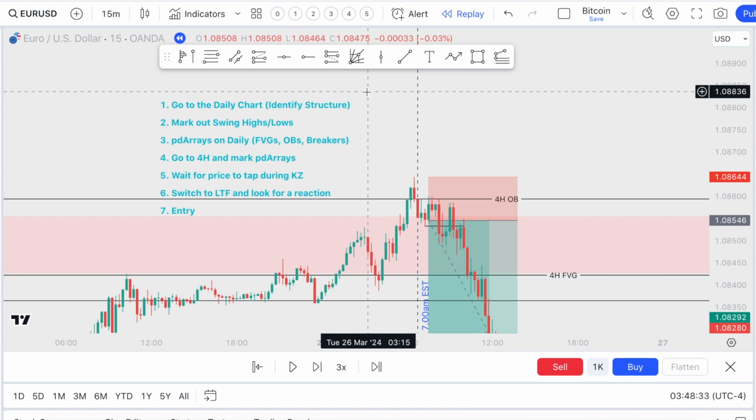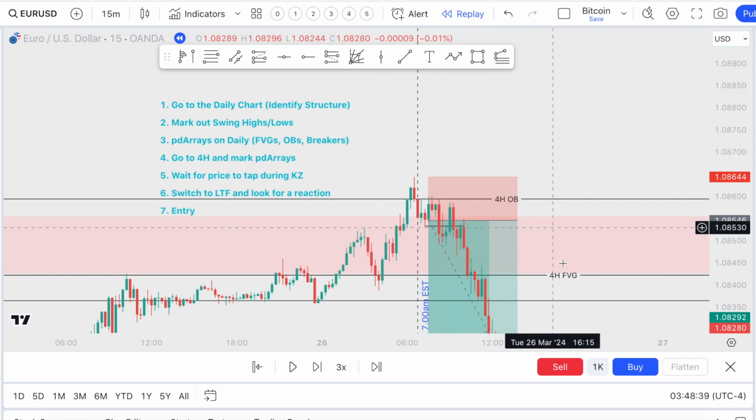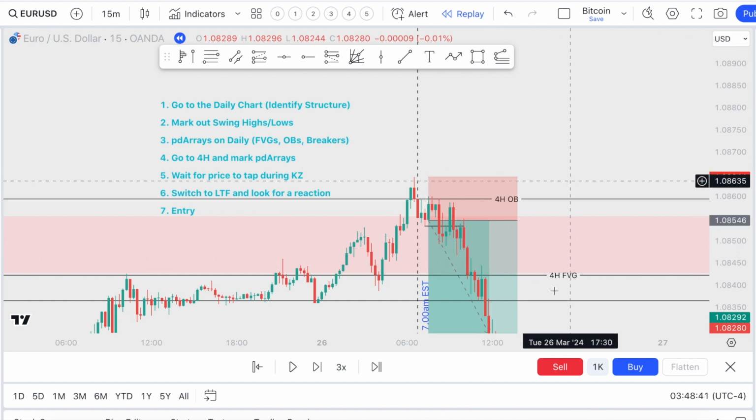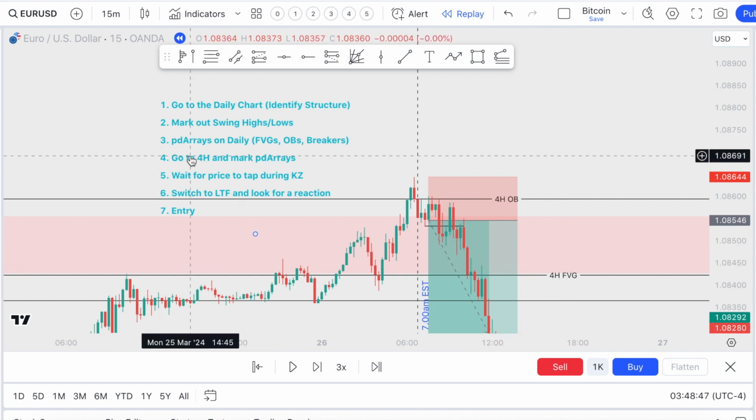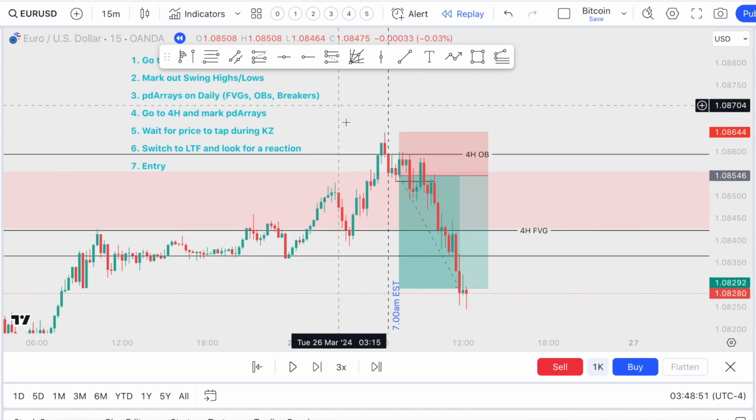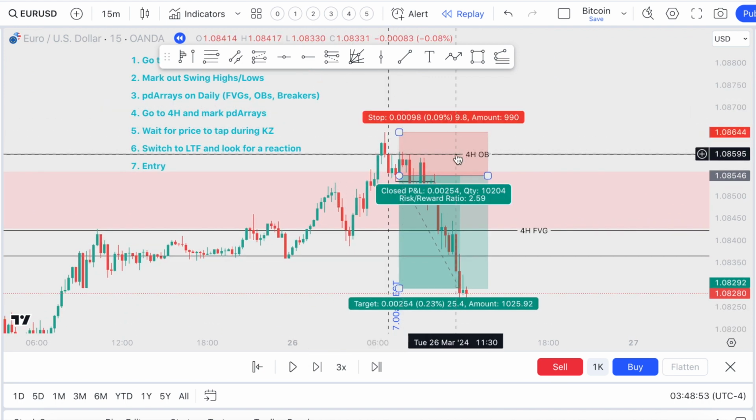Once you've figured out your bias and the position you're looking for, you are going to mark out your PD arrays on the daily, right? So in this case, we have this daily fair value gap marked out along with this daily order block. Right, so once price entered here, that was when I was going to look for shorts. To refine my areas of entry, I went to the 4-hour chart, and I also want to mark out the 4-hour PD arrays. So for example, this 4-hour order block and this 4-hour fair value gap.